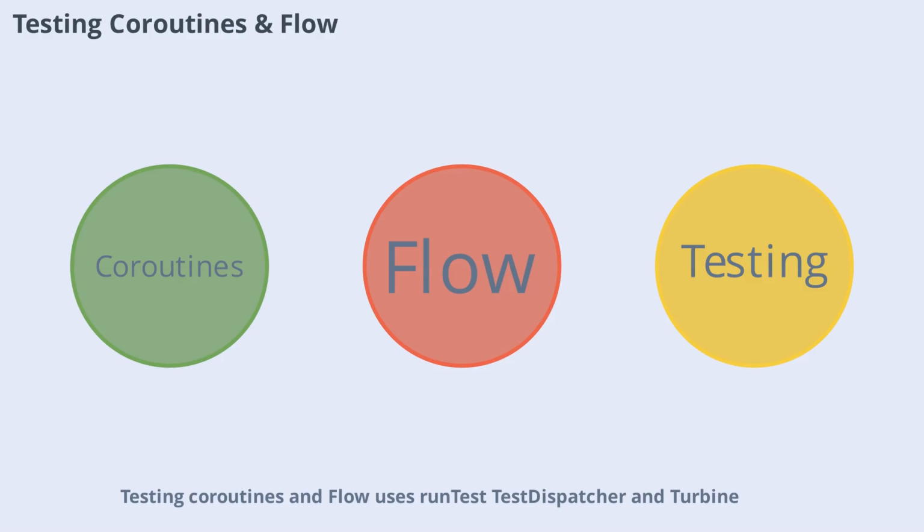Testing coroutines in Flow uses runTest, TestDispatcher, and Turbine. These tools help simulate asynchronous operations and verify correct behavior, ensuring your code is reliable and robust.